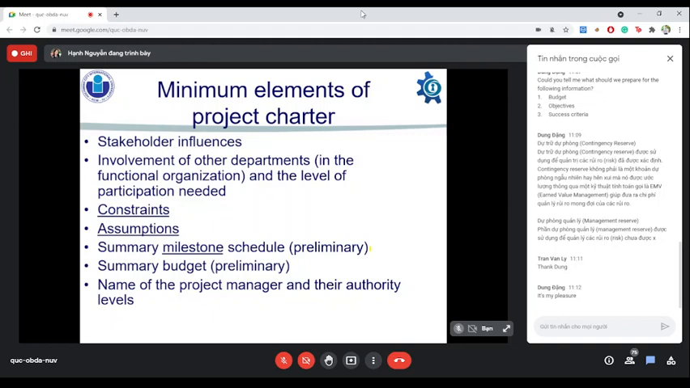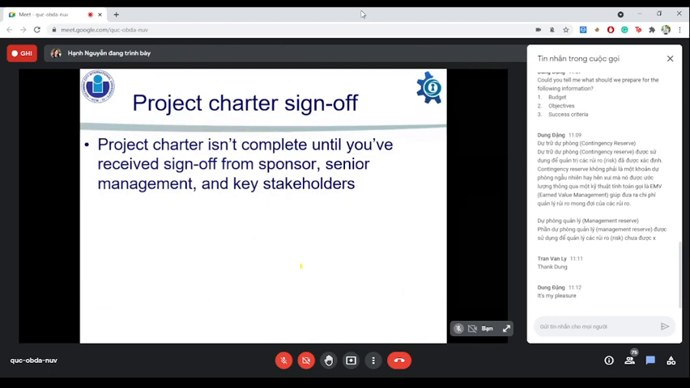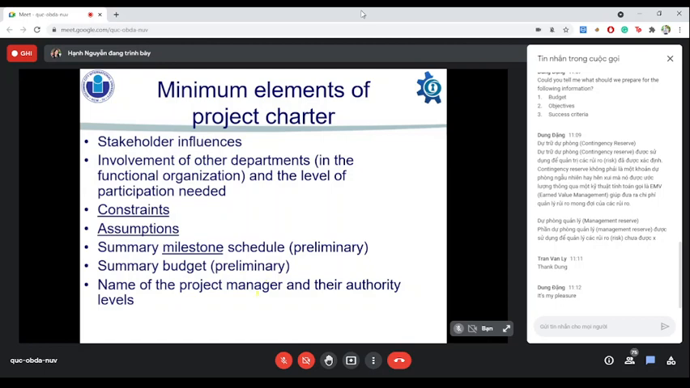Next is about the summary budget. All projects are created in the context of organizational budget constraints. This context should be communicated within the project charter in order to pass the budgetary constraint into the project planning phase.